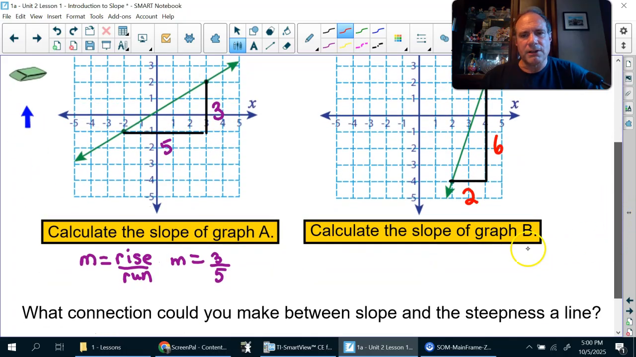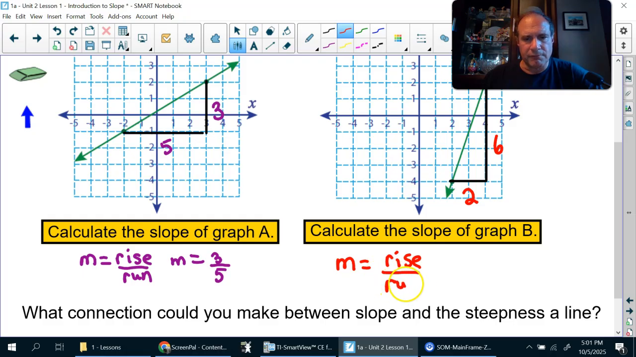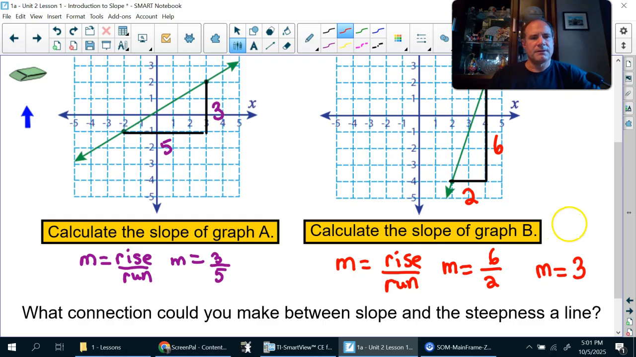So we're going to go down here and we're going to put m equals rise over run. And we're going to put m equals rise is 6/2. And we're going to put m equals 6 divided by 2 is 3. And that is it.